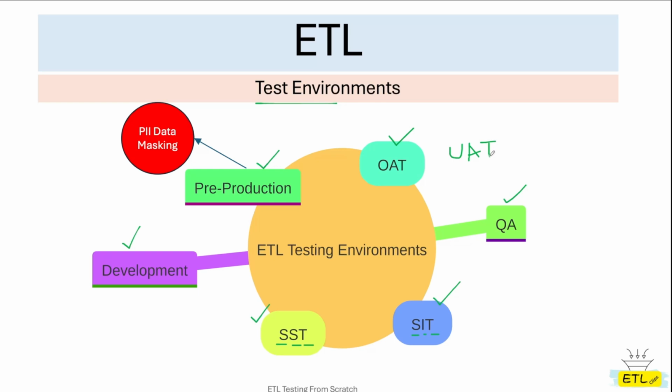But you get the gist of it, what all environments you have to deal with. So as a test engineer, you must be aware of all these environments. And then there is, see here, PII data, which is personally identifiable information data masking environments. So that is another environment prior to production. So in the pre-production, you can have more than one environment: pre-prod 1, pre-prod 2, pre-prod 3, and so on and so forth.